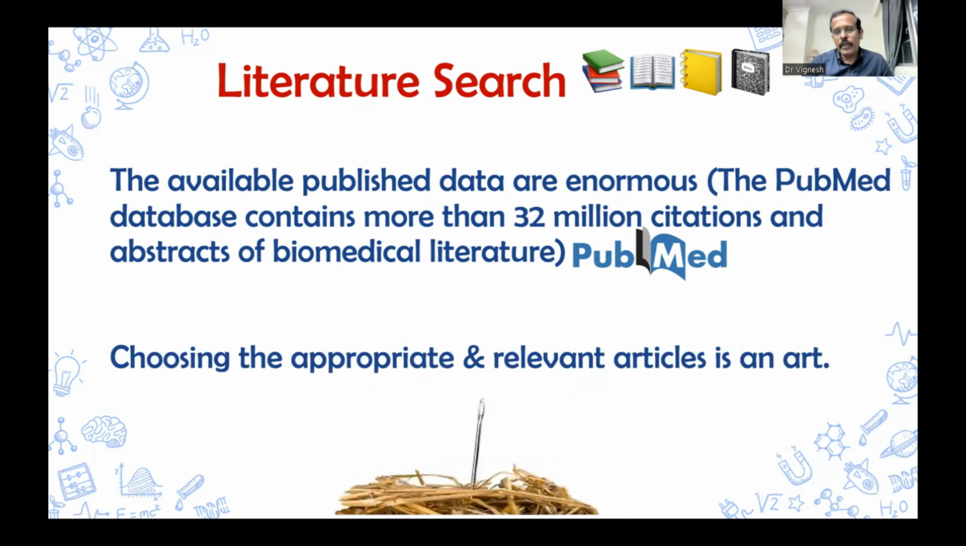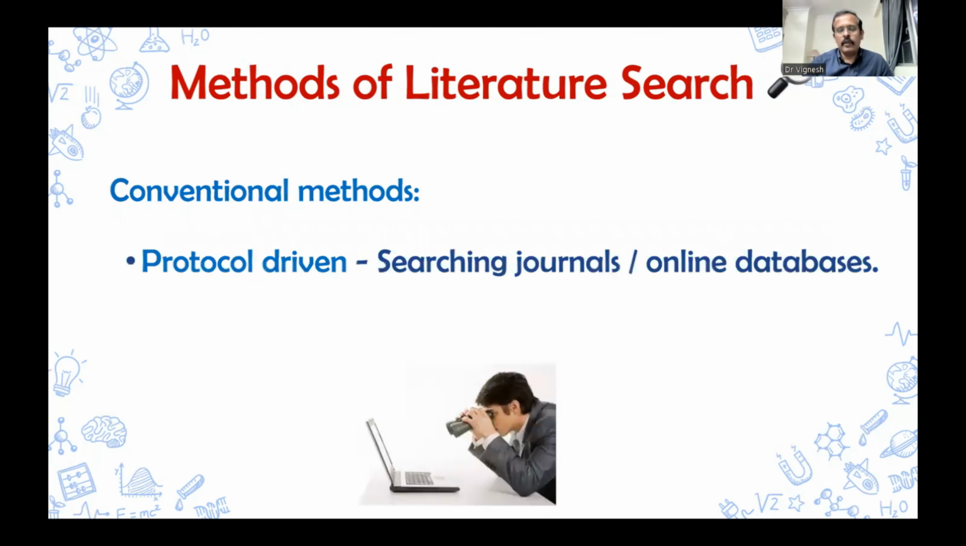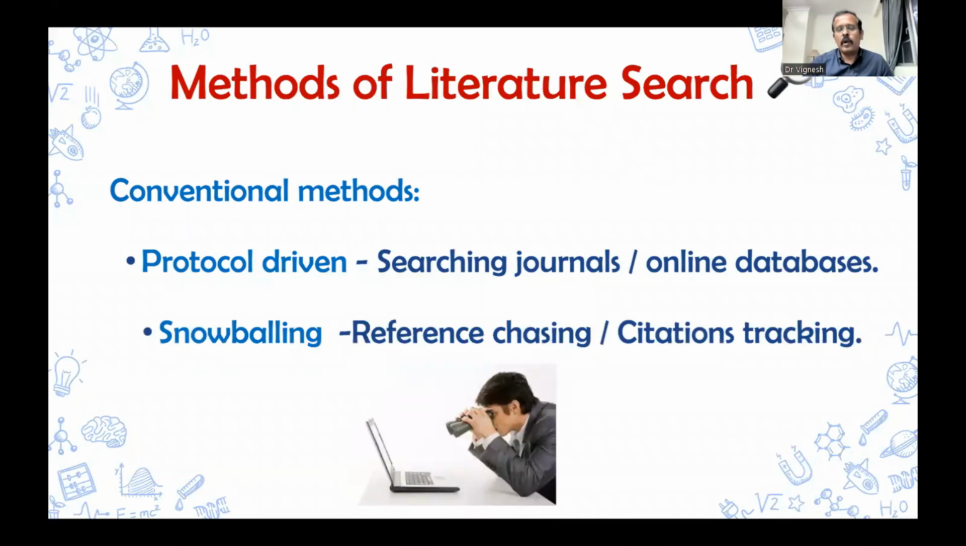So how do we usually do a literature search? There are conventional methods which we usually do. We search online databases, or people from the early 80s and 90s would have searched journals in libraries. We could do snowballing, where based on the citations, we go back and look for certain relevant literature. This is the conventional method.